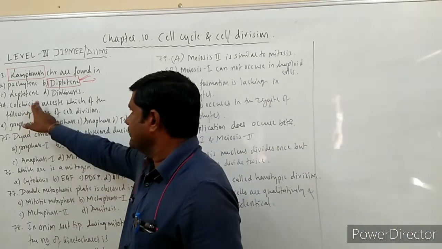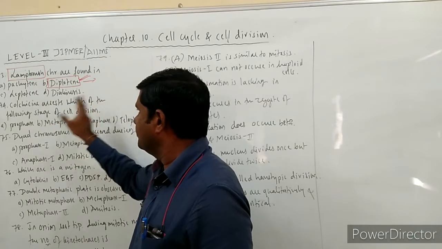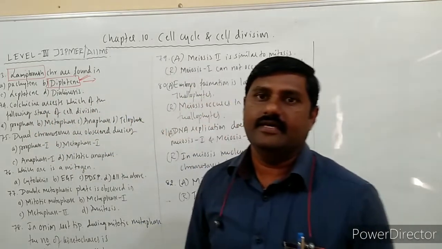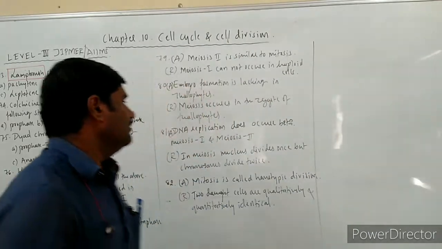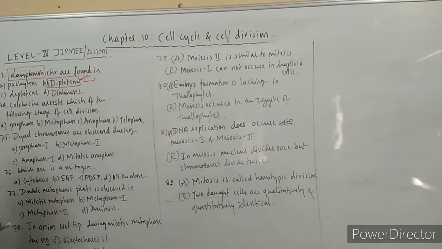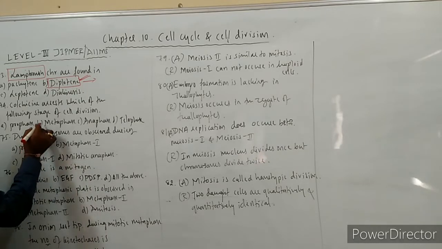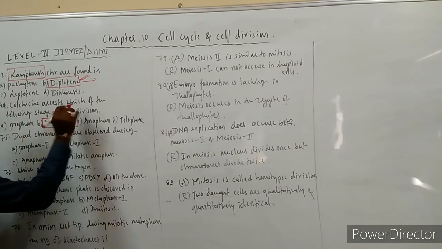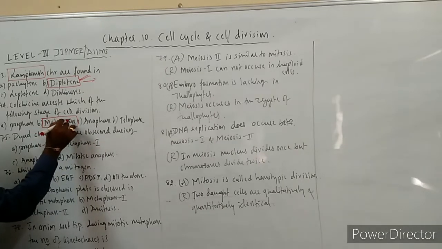And the next one, colchicine arrests which of the following stages of cell division? Colchicine is one of the mitotic poisons which stops spindle formation. Spindle fibers are completely formed during the metaphase stage. Hence, the cell division is arrested at the metaphase stage.